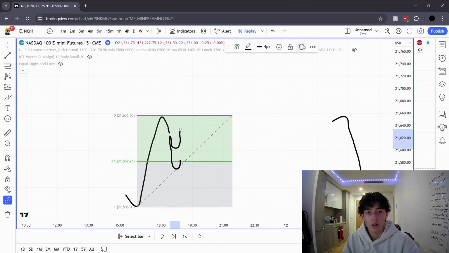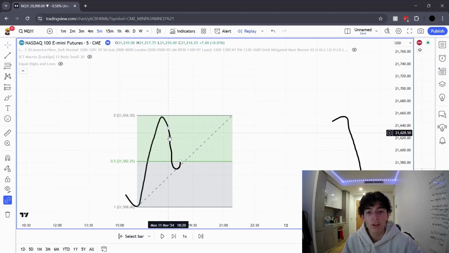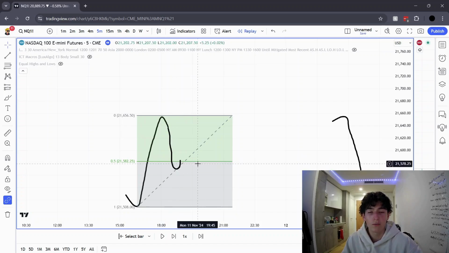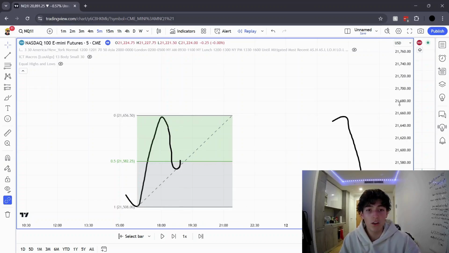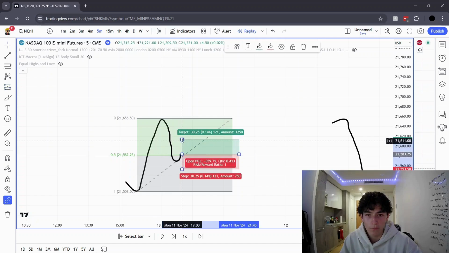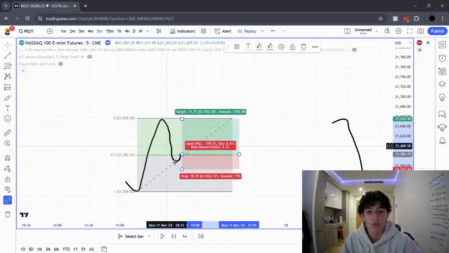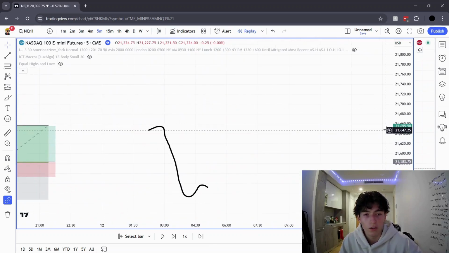Now, if I'm looking for longs, if my bias is bullish, if market retraces down to this 0.5, dips below it, then I would be more comfortable with sizing more, with risking more, because I know that my risk to reward is going to be much better because we're further from those highs. The same thing on the downside.